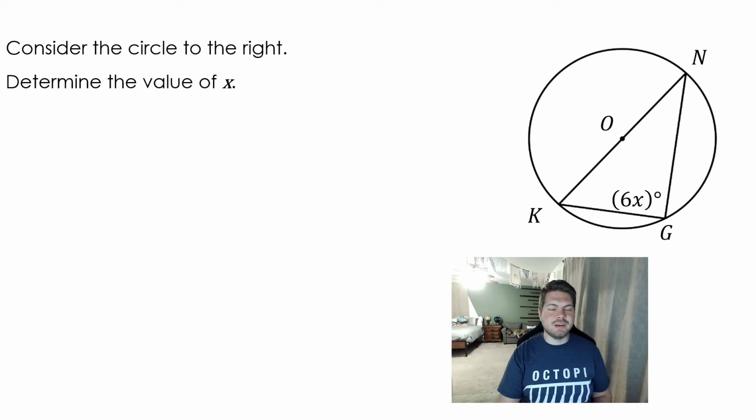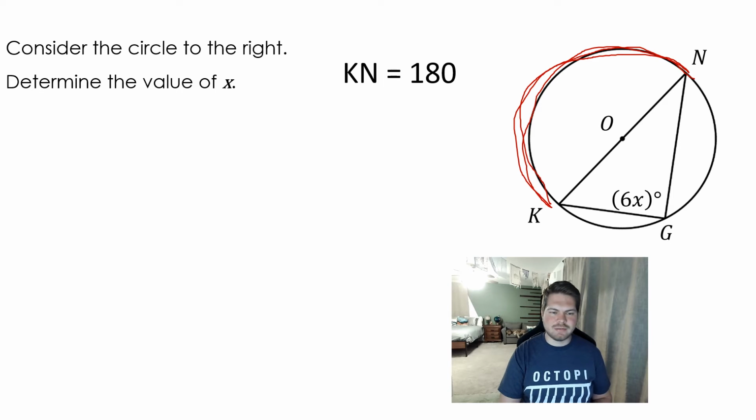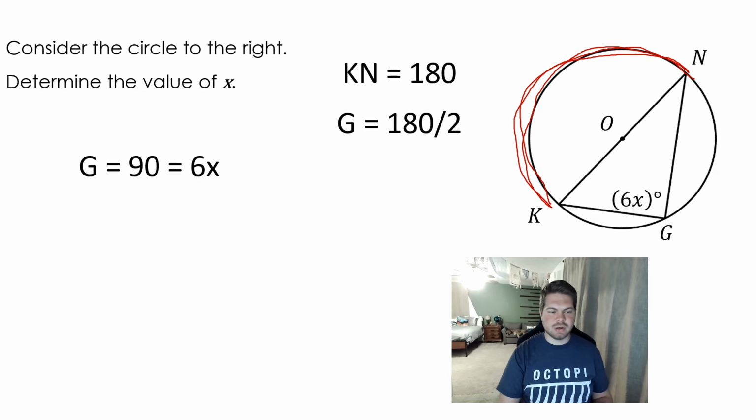Well, you probably already know what angle G is going to be, but I just want to reiterate that we know that K to N is halfway around, so 180. So if KN is 180, then angle G, when it's looking out, we know that angle G is half of 180, so 90 degrees. Well, if it's 90 degrees, then we can set that equal to 6x, and then we can divide by 6, and we get that x is 15.